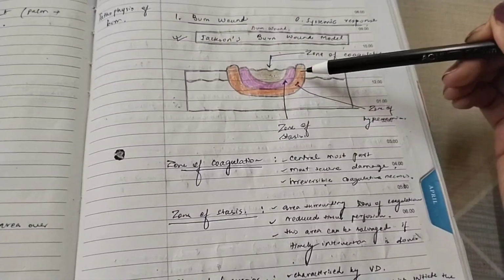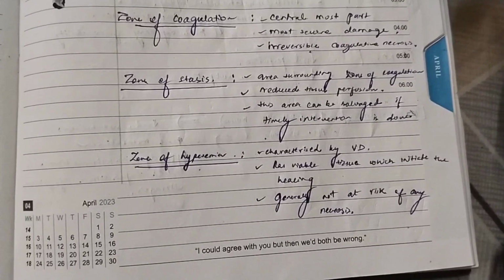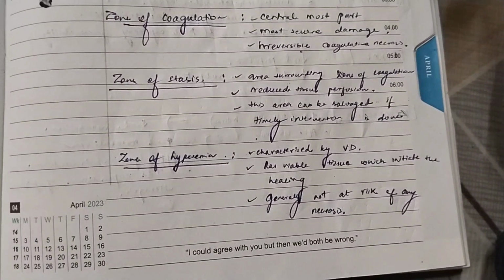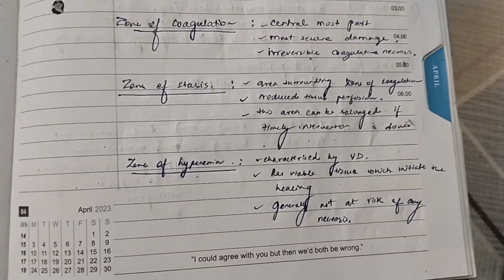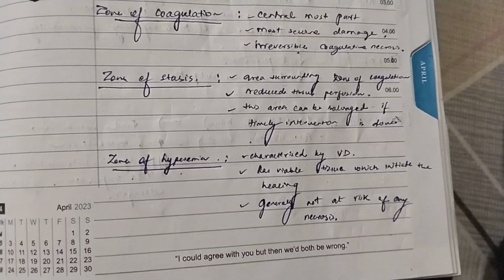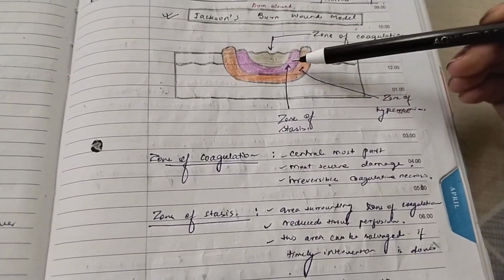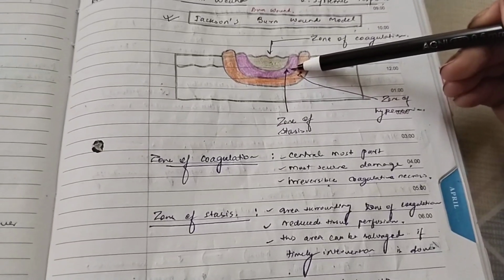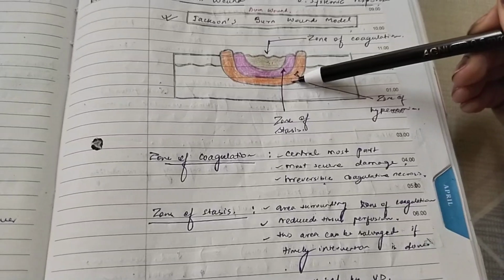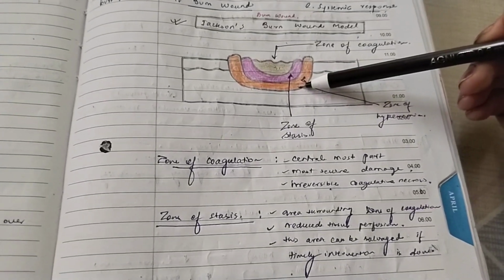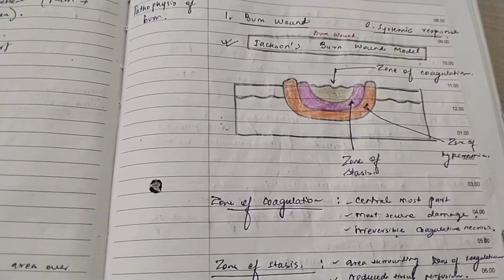Finally, you have the zone of hyperemia. This is characterized by vasodilation. Okay? And it has viable tissue which will initiate the process of healing. This generally does not lead to necrosis. So here there will be necrosis. Here, if intervention is done earlier, then it can be saved. And in zone of hyperemia, there is usually no necrosis or very less chance of necrosis. So this was about the Jackson's burn wound model.